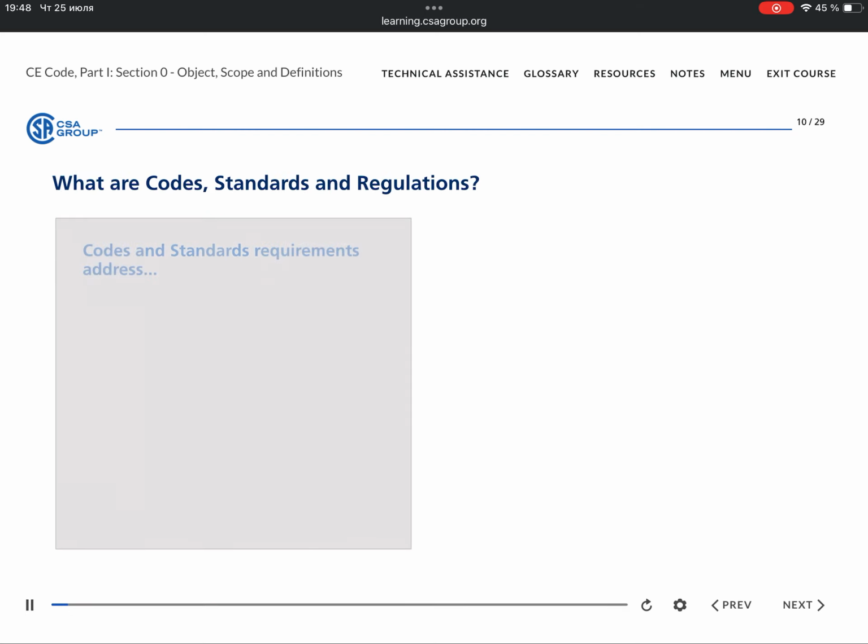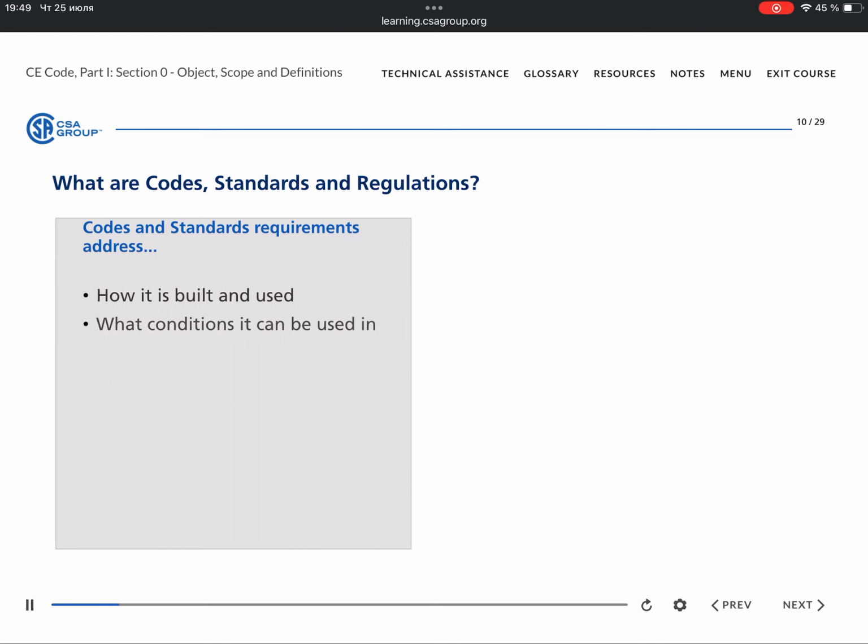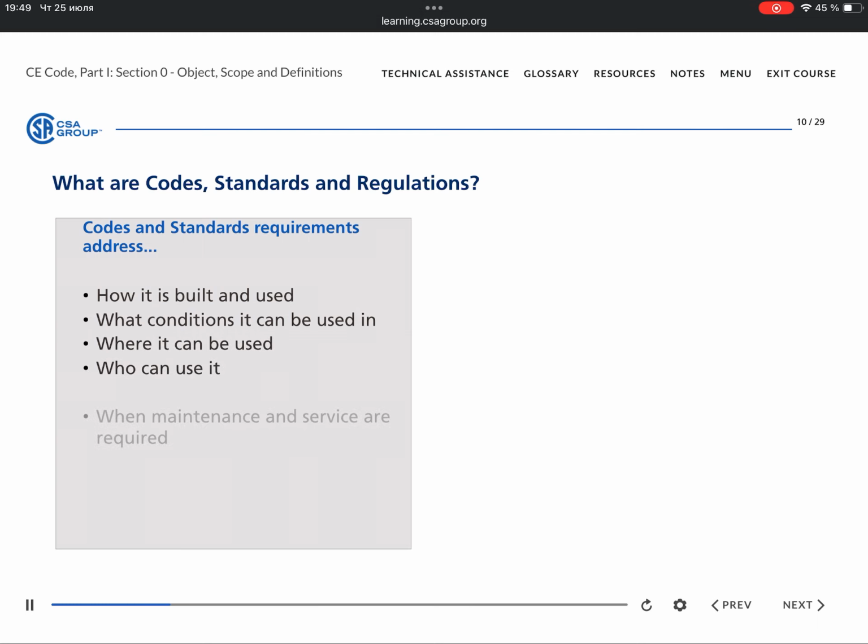Codes and standards provide general requirements and directions on how it is to be built and used. What conditions can it be used in? Where can it be used? Who can use it? When maintenance and servicing are required? And how it is to be installed.